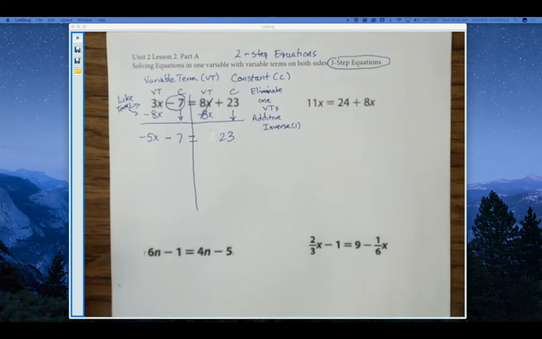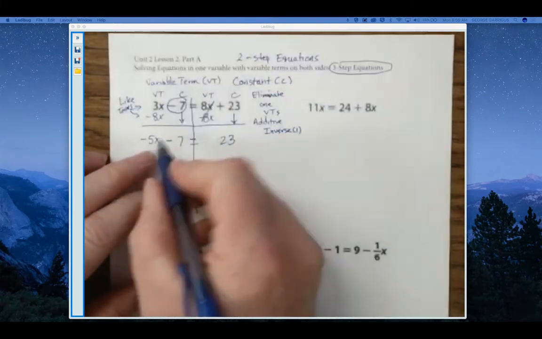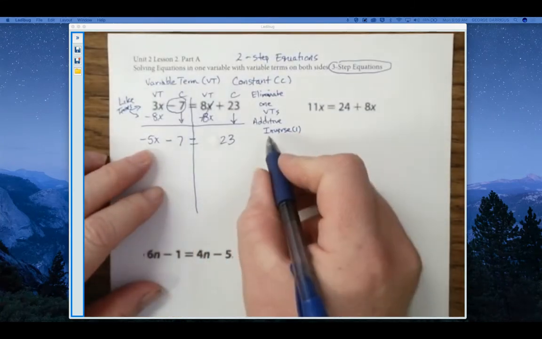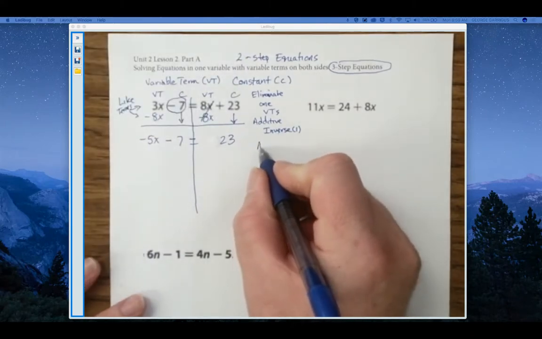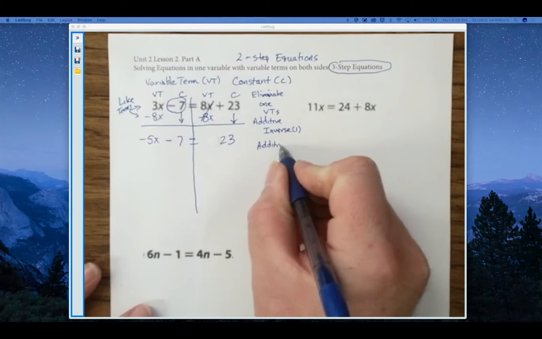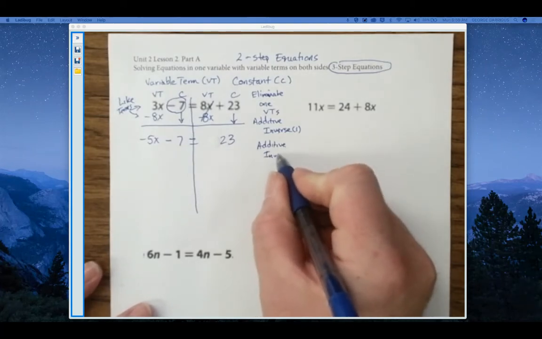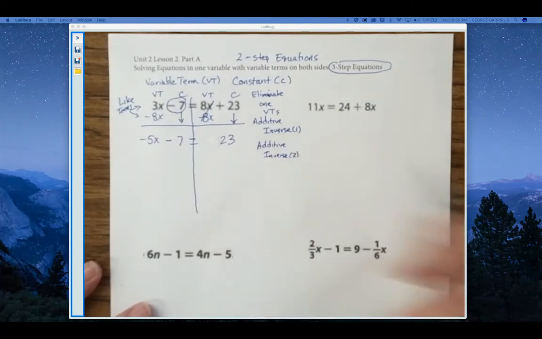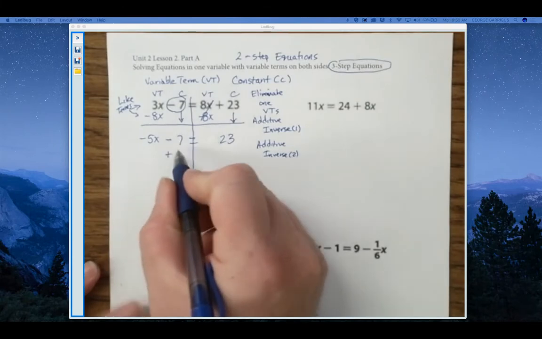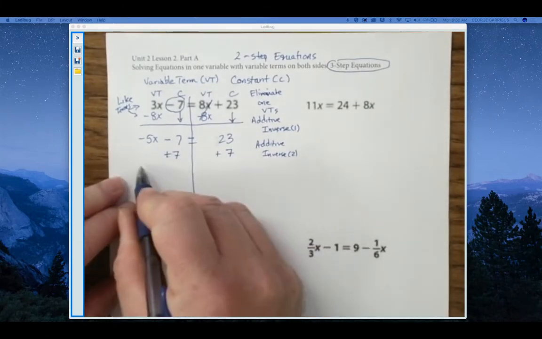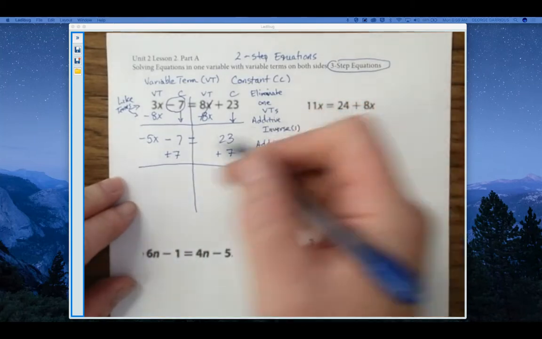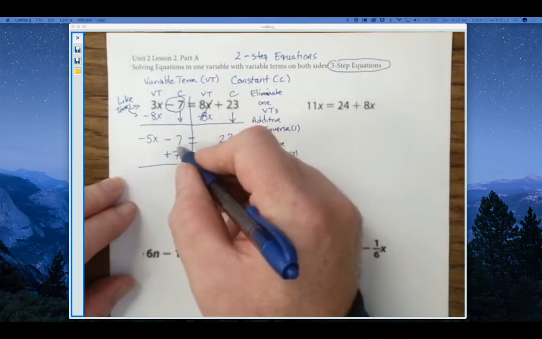Okay, now you can see we have a variable term, a constant, and a constant. So I'm now down to two-step equations, and I know how to solve those. I do the additive inverse again. That's the second time I'm doing it. So I'm adding 7 because I want to get rid of the constant. And I add 7 to the left. And I'm performing the additive inverse twice. So I have that big bar going through.